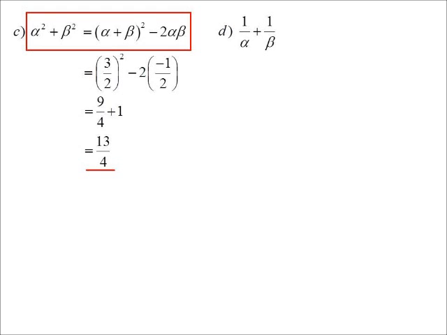Another one they like, reciprocal of the roots. So 1 on alpha plus 1 on beta. The temptation is just to turn alpha plus beta upside down, but of course we can't do that. We've got to turn it into an algebraic fraction, and it becomes alpha plus beta divided by alpha beta. And 3 on 2 over minus a half, so negative 3. So that's another fairly common question.